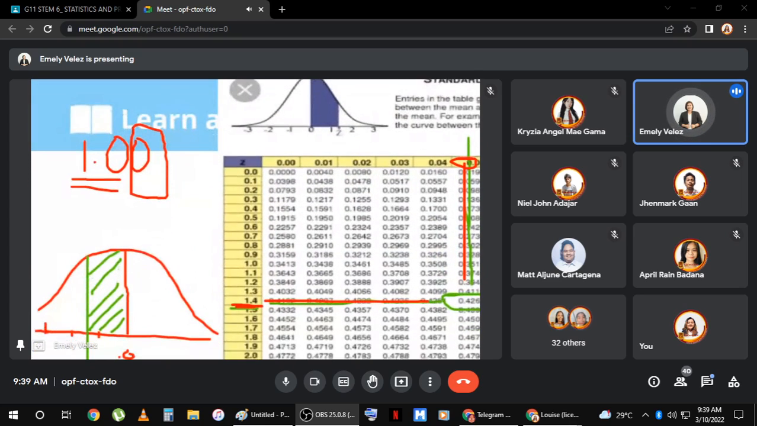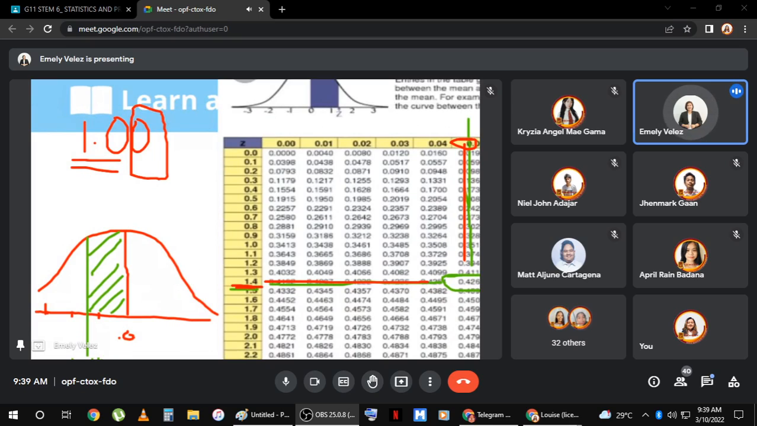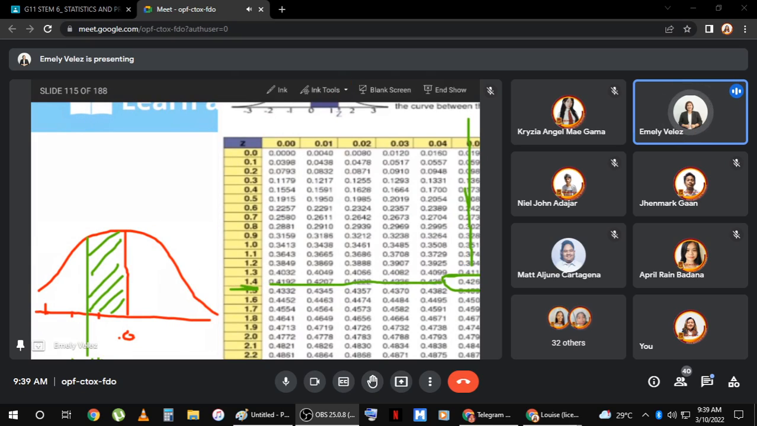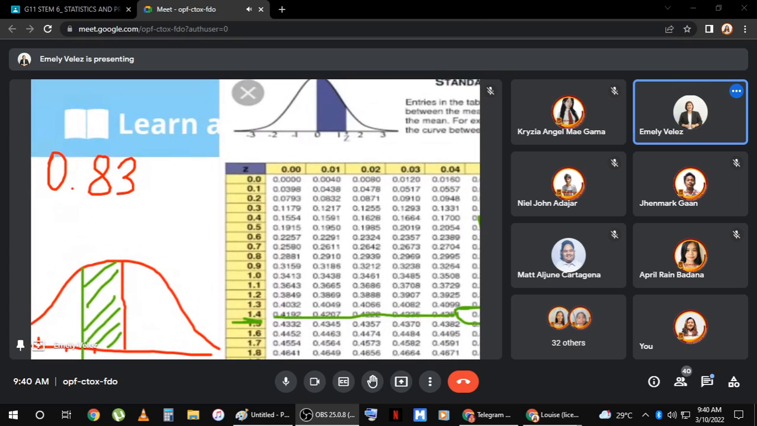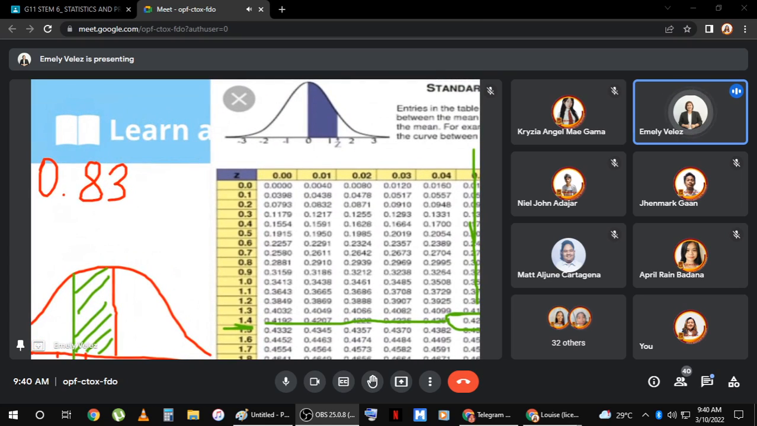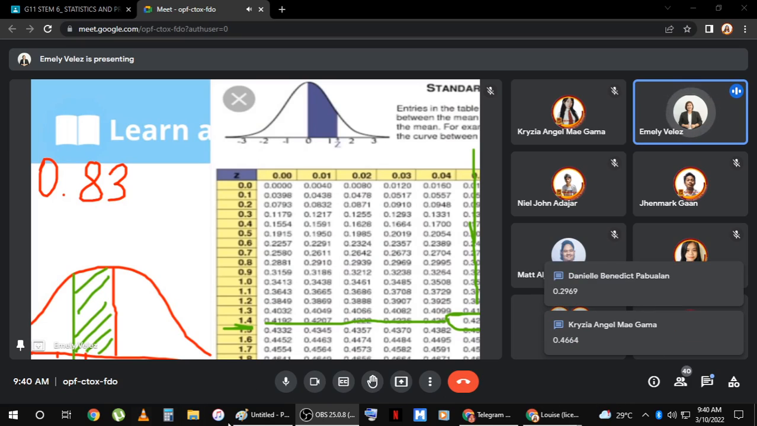Now we will use our Z-table. Right now, I will provide you with a Z-score and you need to find the area, meaning the area from the mean to the Z-score that I give. Let's say for example, the given is 0.83. I will zoom in a bit so it's clear. 0.83 is the given. Please type your answer in the chat box. There's an answer already. You can type it in the chat box.